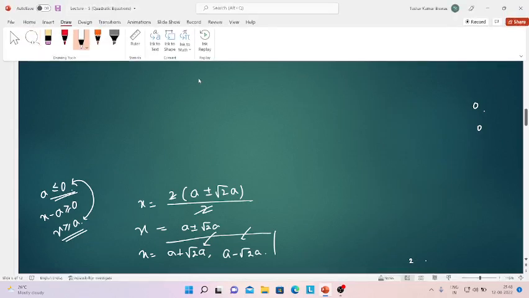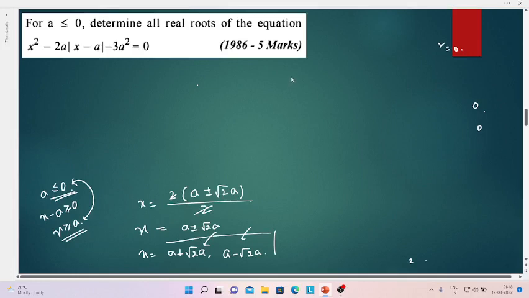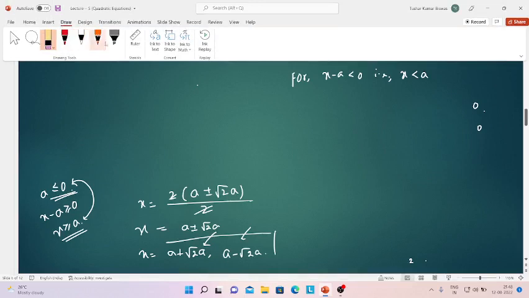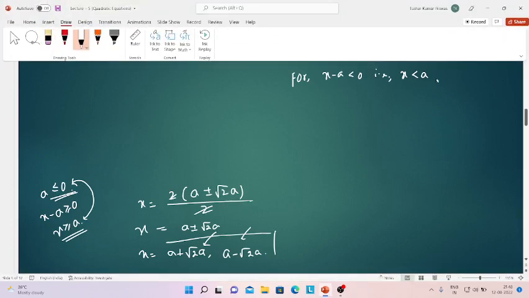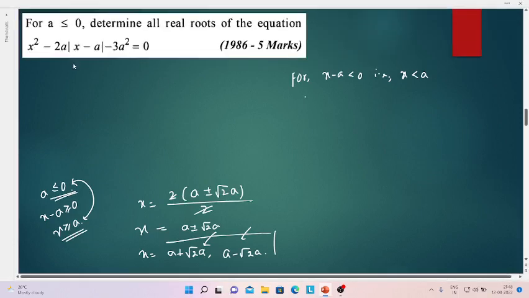Okay. So let me say for x minus a is less than 0. Definitely if x minus a is less than 0, then x less than a will be there. If x minus a is less than 0, then definitely x will be less than a, right? You can understand. So if x is less than a, then mod of x minus a will break by minus of x minus a.